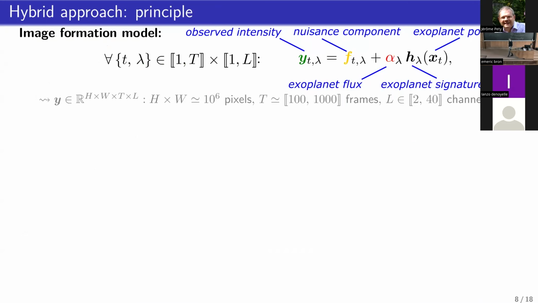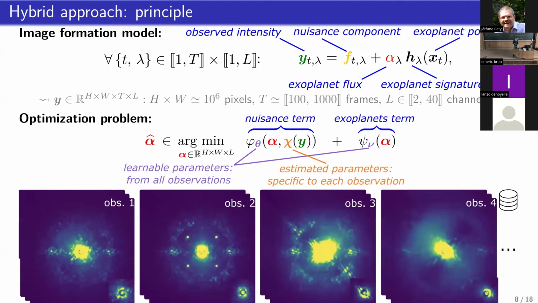So the direct image model is additive, which means that an observed intensity image Y at time t and channel lambda is the sum of the nuisance component F plus the signature of an exoplanet, taking the form of the off-axis PSF, centered at location xt at time t, and multiplied by an intensity factor alpha, spectrally dependent. And we formalize the detection task, or the recovery of the spatio-spectral flux distributions of the object of interest, by solving an inverse problem in which the minimized cost function is the sum of two terms.